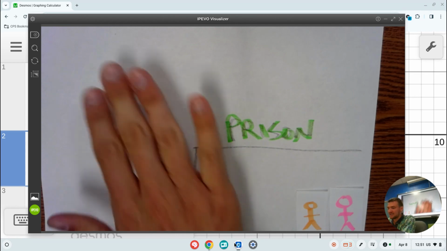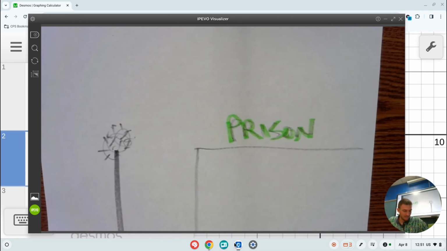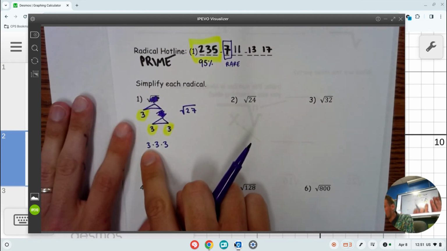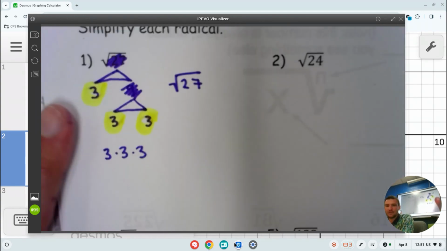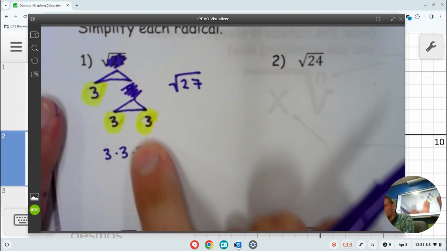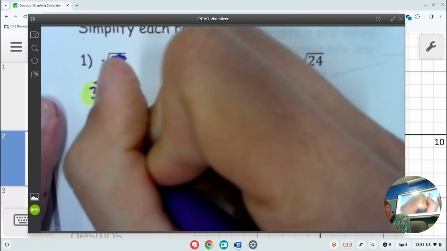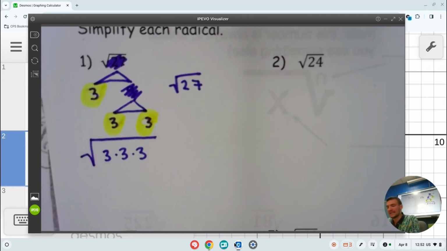Now, I heard somebody very secretly and quietly say, what is he talking about in the back? And I don't blame you because I'm going a little crazy there. Here's what's going on, okay? We have, right now, 3 and 3 and 3. And you can imagine that all 3 of these people, right now, are inside of the square root. Or in other words, they're inside of the jail or the prison.